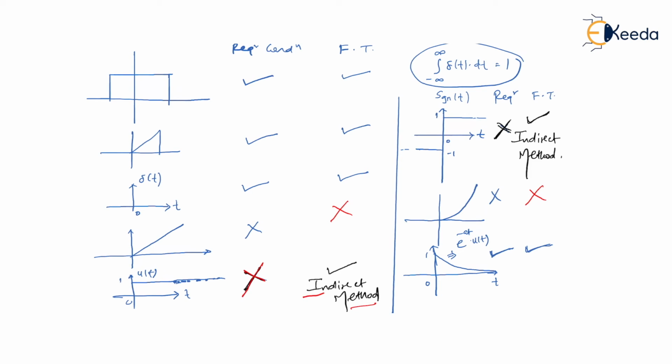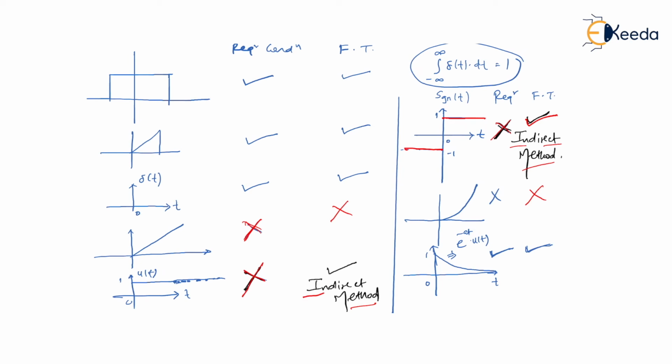Even in case of the signum function, you have seen that the area under the curve is infinity. The required condition is not satisfied. Still, I'm claiming that you can use the indirect method and you can get a Fourier transform. Then why not for the two signals specified over here, which include a ramp signal, where the required condition is not satisfied, and still you are telling me that a Fourier transform cannot be obtained even by using the indirect method? So let us understand the reason why.